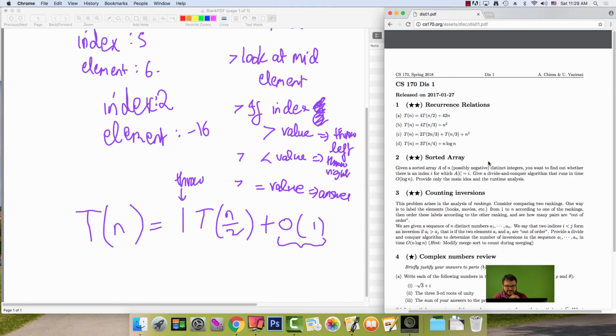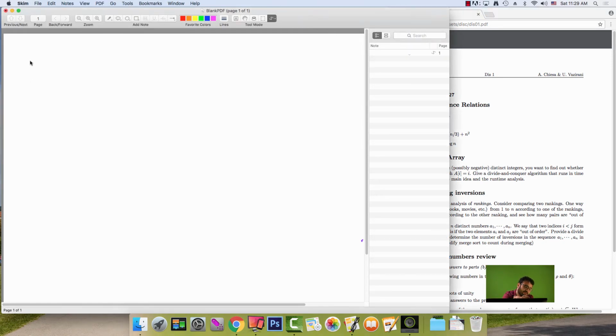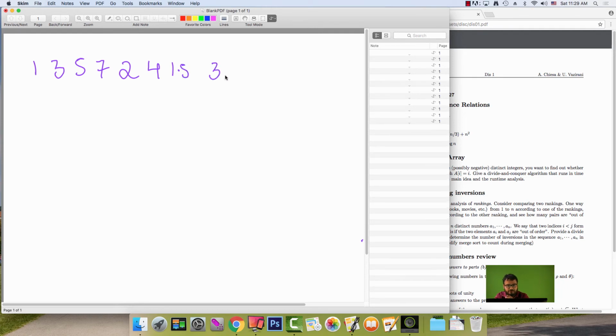Okay, cool. Let's move on to counting inversions. First of all, let me just define what an inversion is by drawing out an example. Let's say we have something that looks like this. How many inversions does this array have? Here's how I like to count it.